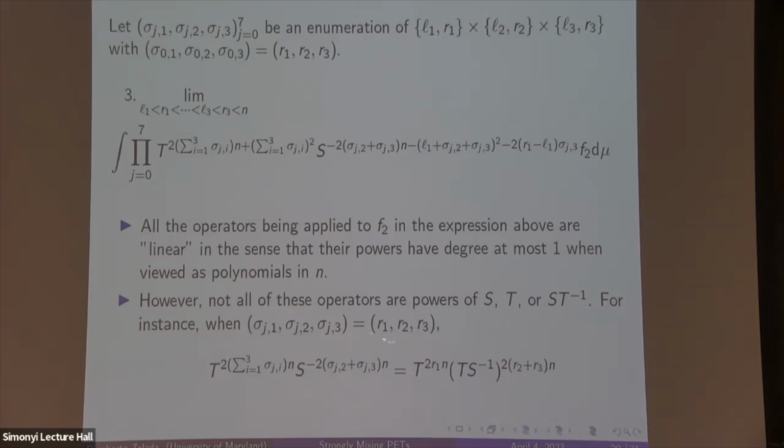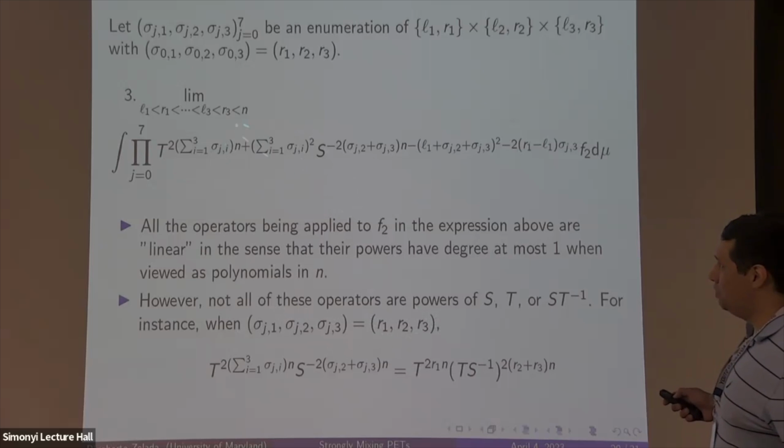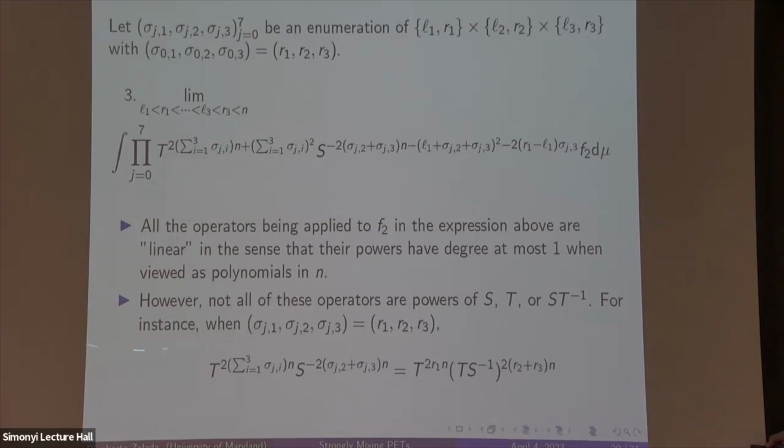Now, what is bad is that if we look at a specific instantiation of sigma j1, sigma j2, sigma j3, r1, r2, r3 equal to r1, r2, r3 into this terrible expression here, I'm ignoring these terms because they will disappear eventually, so they can be ignored. Then when we plug in r1, r2, r3, we get this thing here. And as you can see, this is not a power of t, it's not a power of s, and it's not a power of st inverse. Okay, so we need to work more.